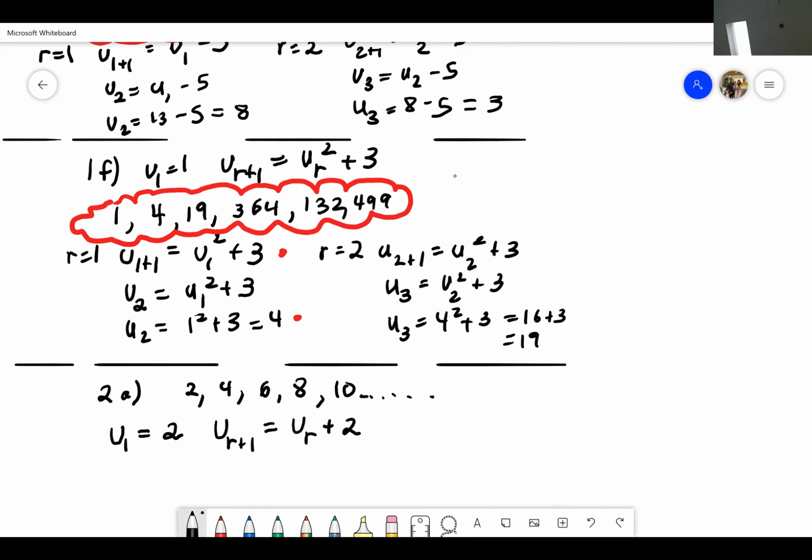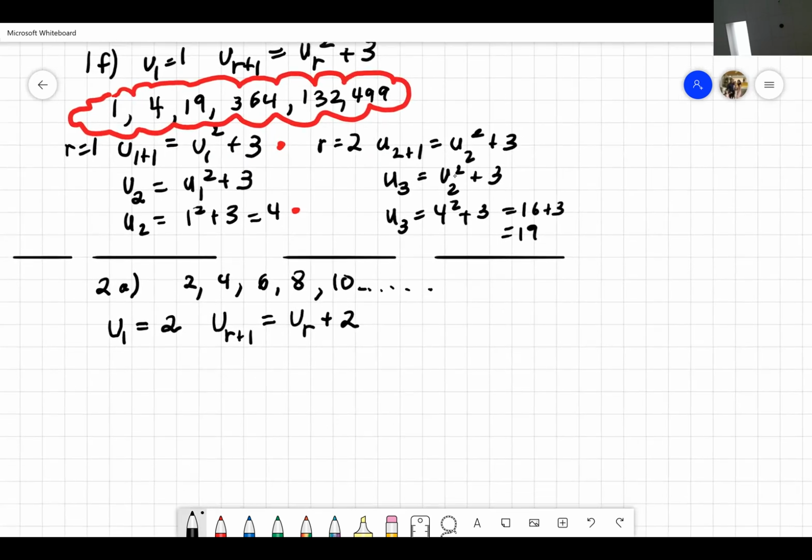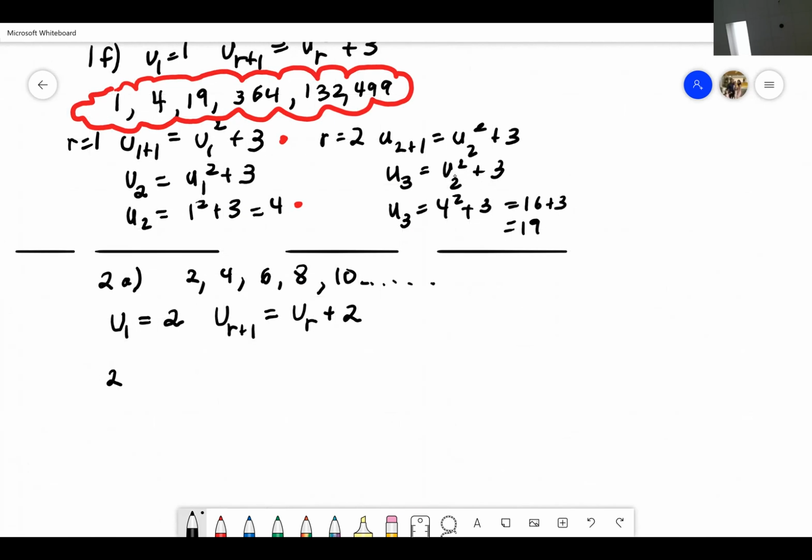You see how it works? So the first one is 2. So when we put r equals 1, it's u of 2. And then you have u of 2 equals u of 1 plus 2. Well, that's 2 plus 2, which is 4. The next one will be 4 plus 2, which is 6. And then 6 plus 2, which is 8, and 8 plus 2, which is 10. So does that inductive definition feel like it's going to work? Okay. Let's do 2B. Let's say you have 11, 9, 7, 5, 3.